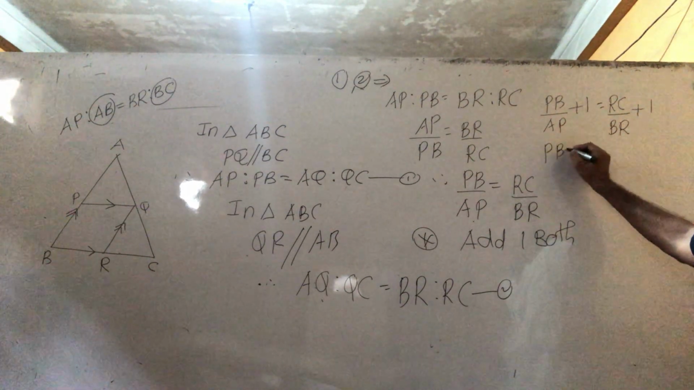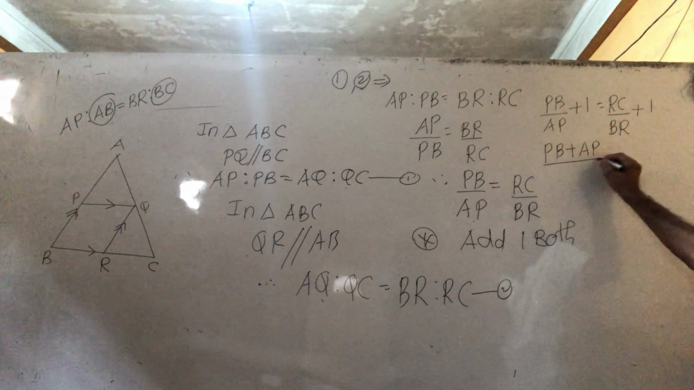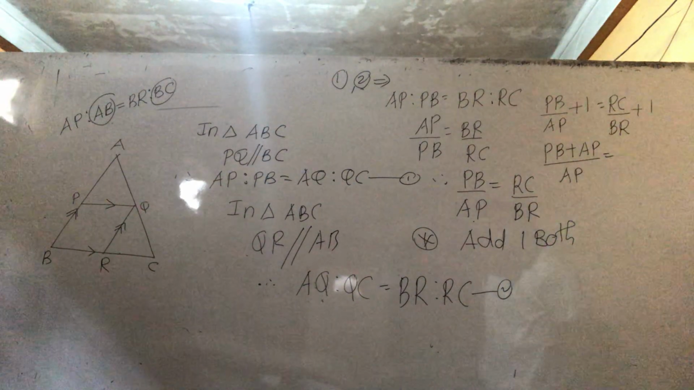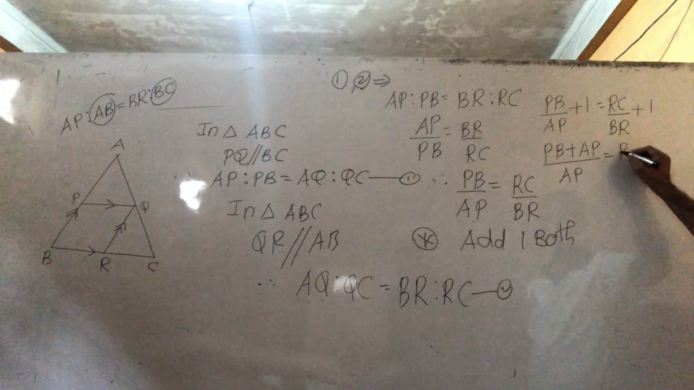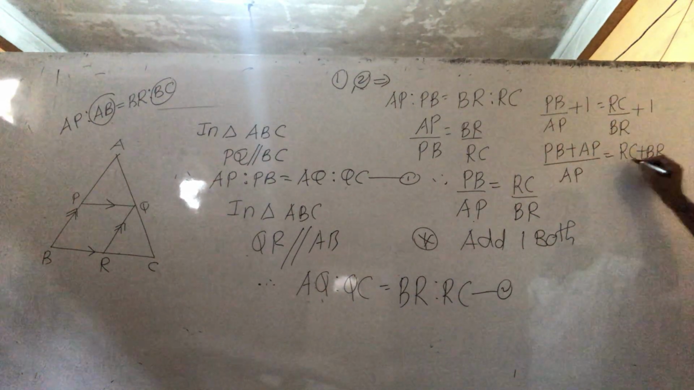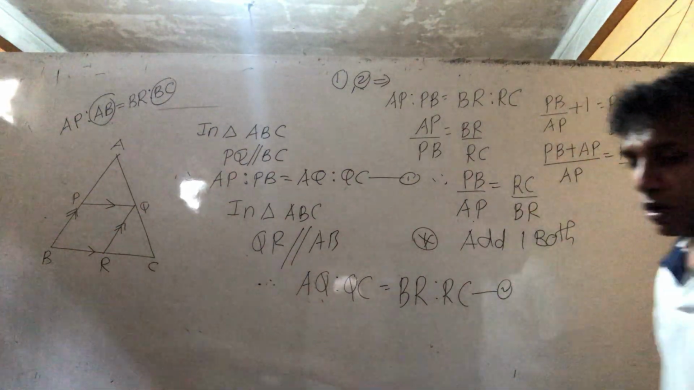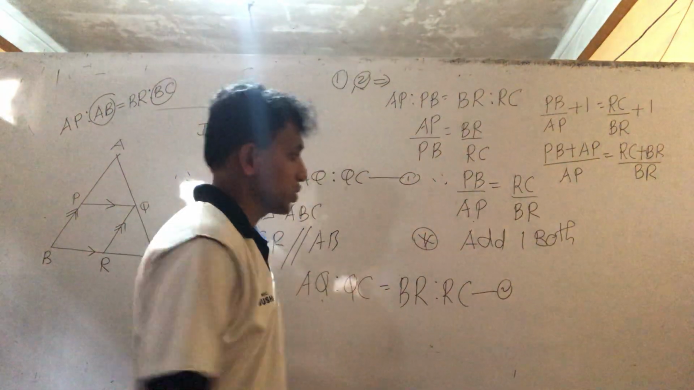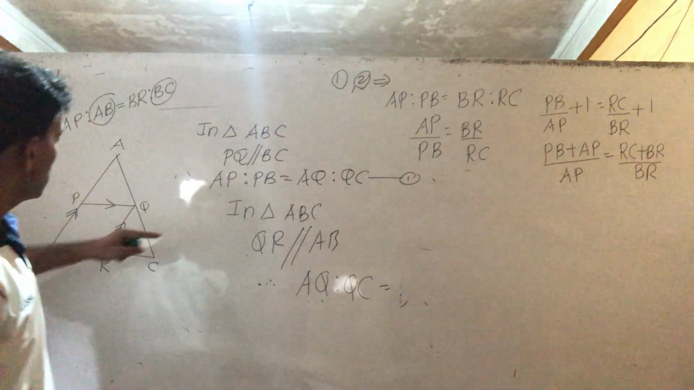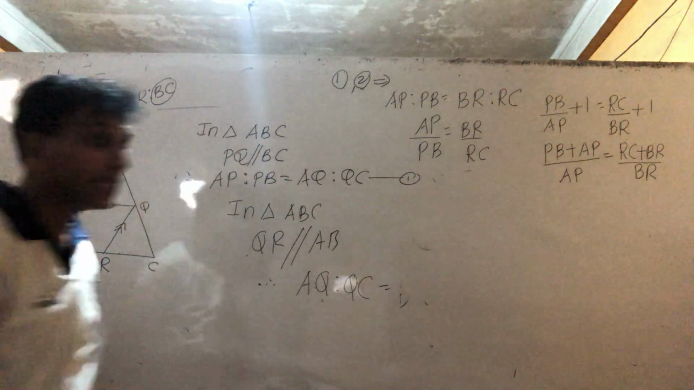PB plus AP over AP. Here, RC plus BR over BR. Now see what the addition of that gives. What happened? PB plus AP, PB plus AP, that is AB, that is AB.